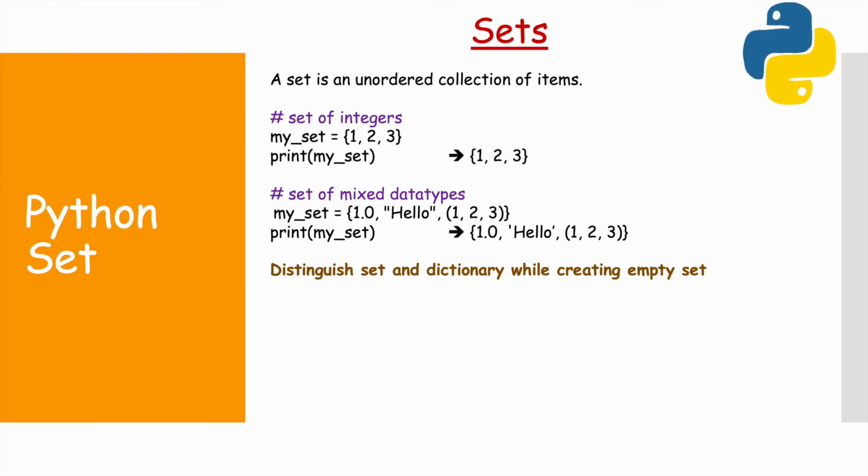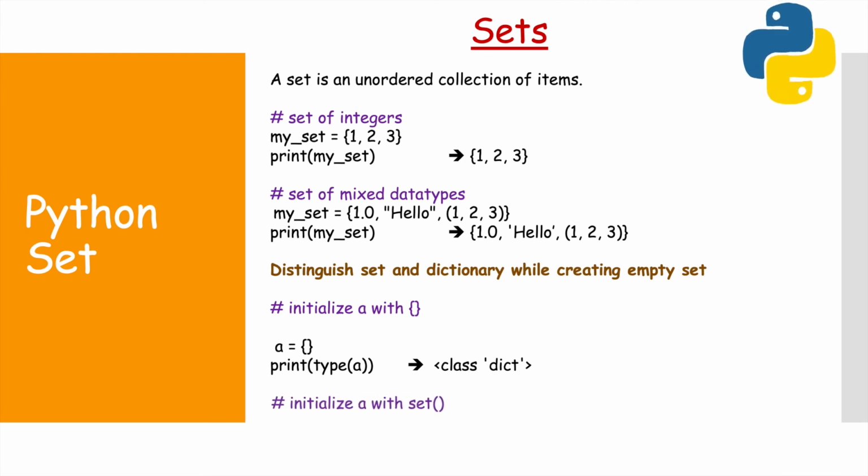Now distinguishing set and dictionary while creating the empty set. Creating an empty set is a bit tricky. When you initialize A with curly braces with no content in it, you have to remember, this is not a set. This becomes a dictionary. When you initialize a set by providing numbers within the curly braces, it is a set. But if you are not providing any item within the curly braces, it becomes a dictionary. So if you want to initialize an empty set, you have to do this by using the built-in set function. When you do this by a set function, you get the data type as set. A new, empty set is created.